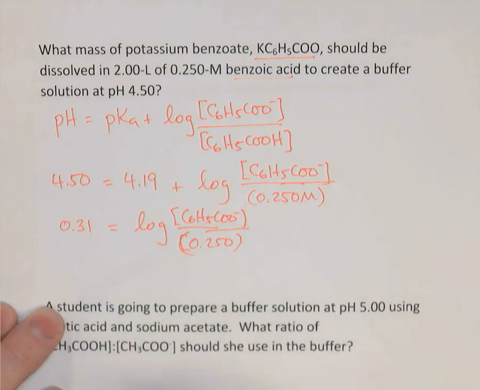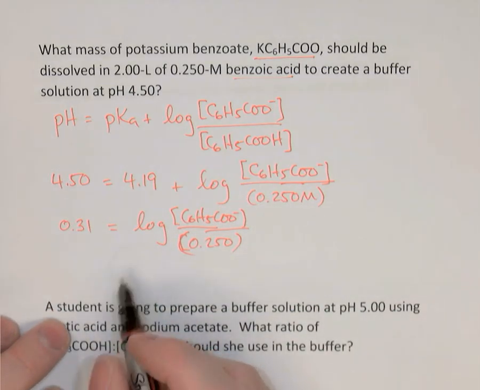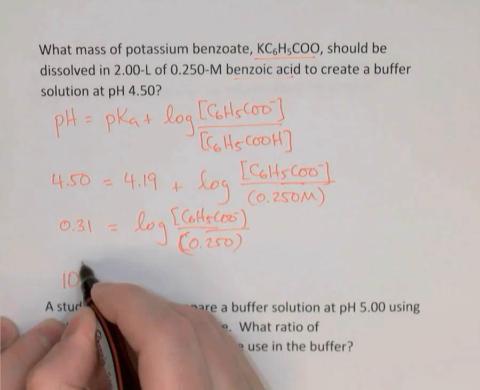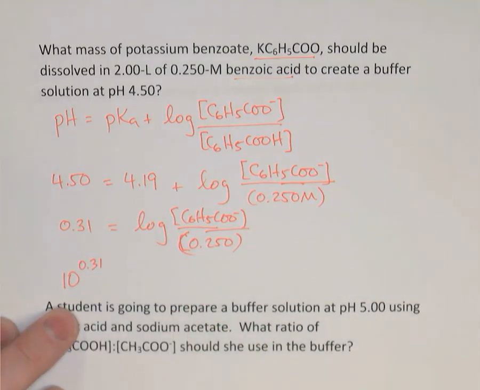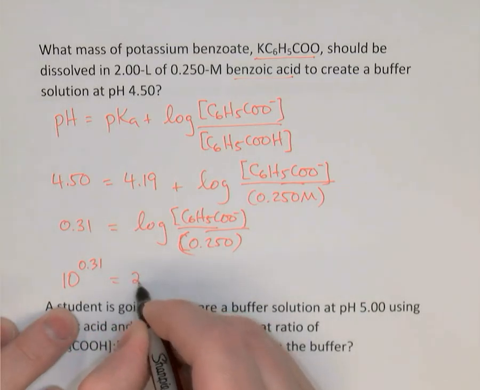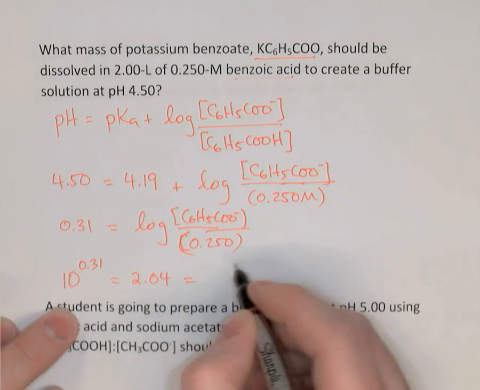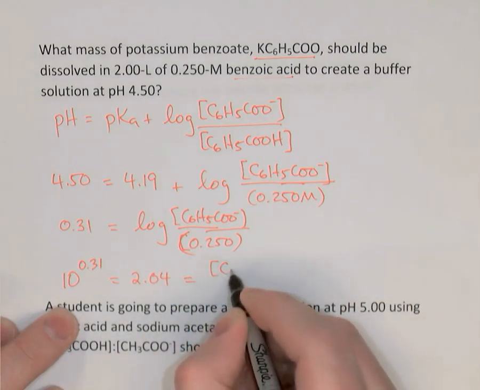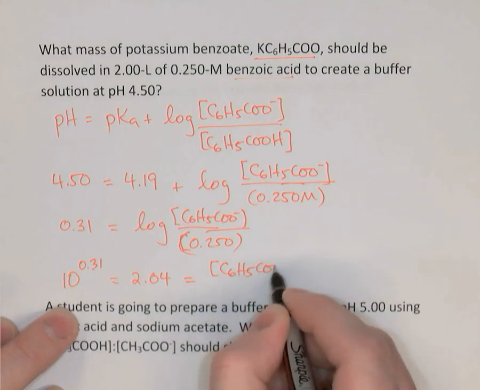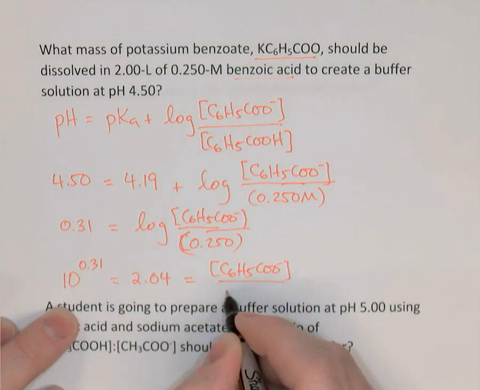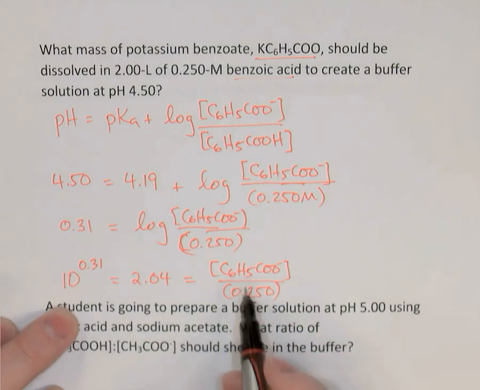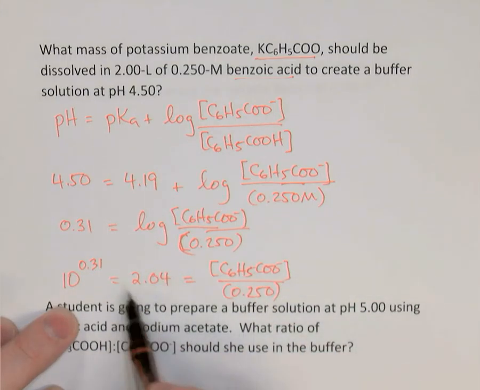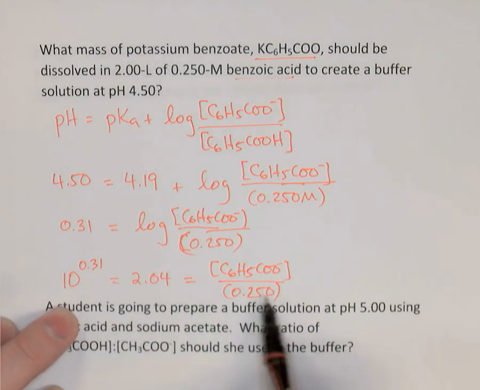0.250. So now I've got to undo the logarithm, so I'll take 10 to the power of 0.31 on my calculator, second function logarithm, 0.31 equals 2.04. That's equal to this ratio. So to make the desired pH, I need to have the concentration of salt be pretty much twice as much as the concentration of acid.